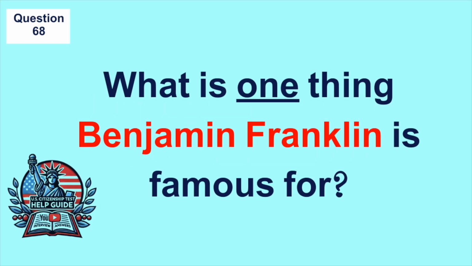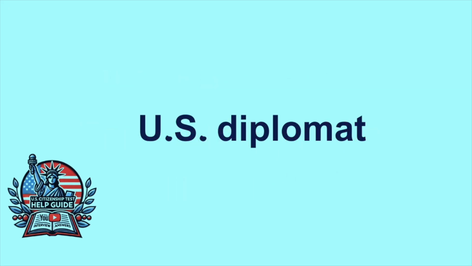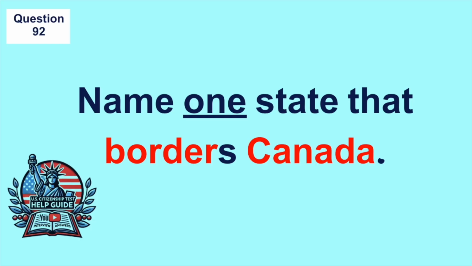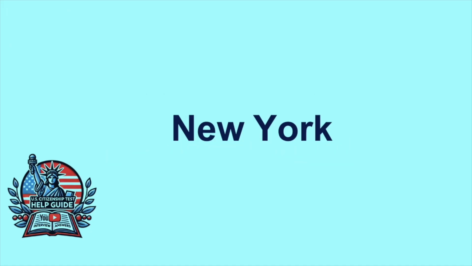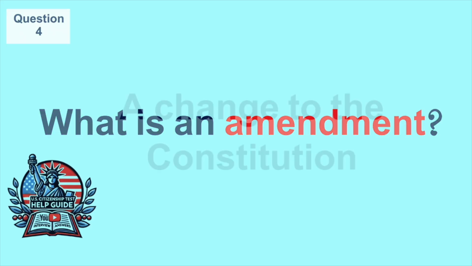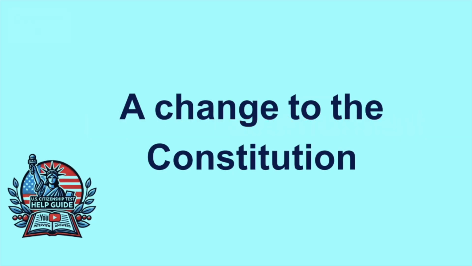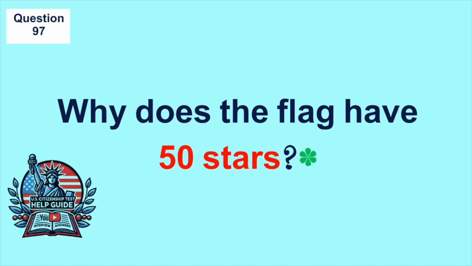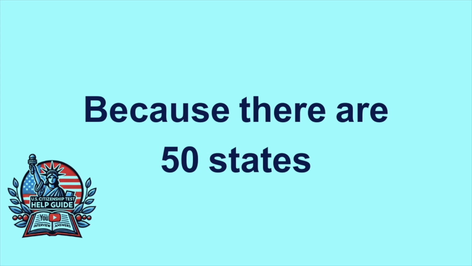What is one thing Benjamin Franklin is famous for? U.S. diplomat. Name one state that borders Canada. New York. What is an amendment? A change to the Constitution. Why does the flag have 50 stars? Because there are 50 states.